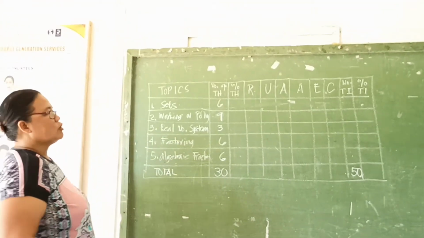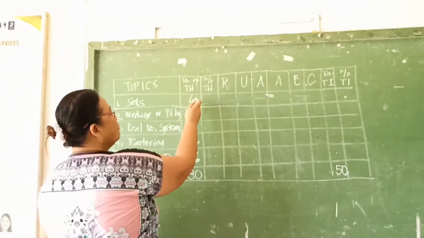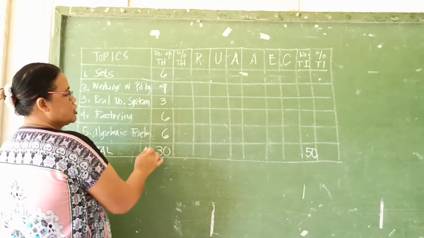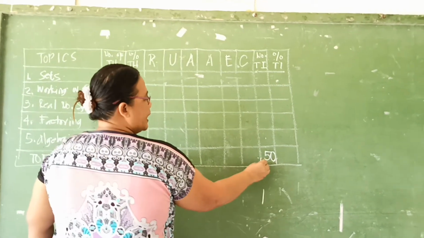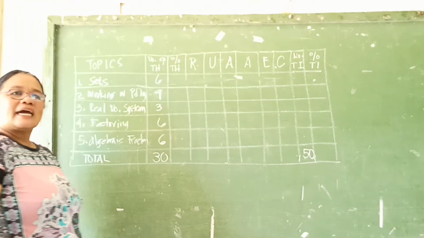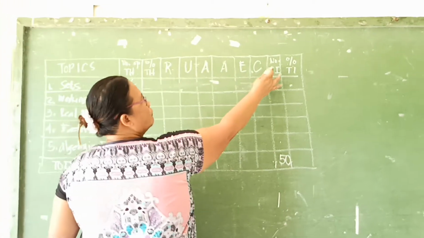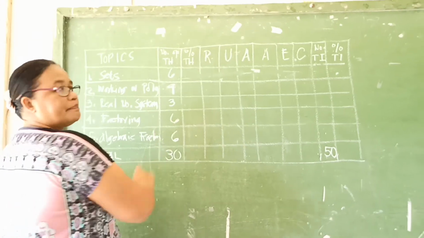After that, you now determine, after getting your number of hours for each chapter, getting the total number of teaching hours for these chapters, and after deciding how many test items we shall include, we can now solve for the number of test items in each of the chapters.